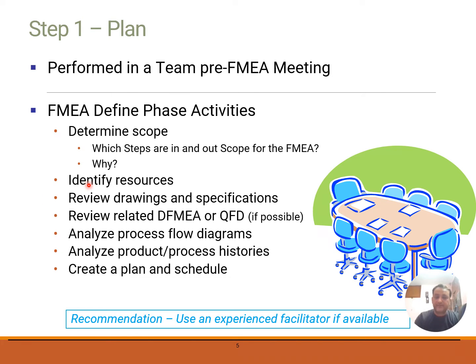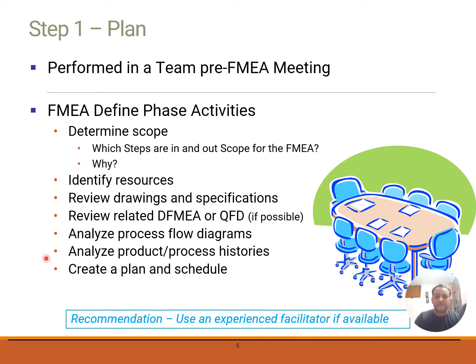Review drawings and specifications to look into the specifications that are inherent to your product. Then we move to review related design FMEA or quality function deployment or QFD if possible. Then the team together discusses and analyzes process flow diagrams. We look into the overall end-to-end structure and the sequences of the process.